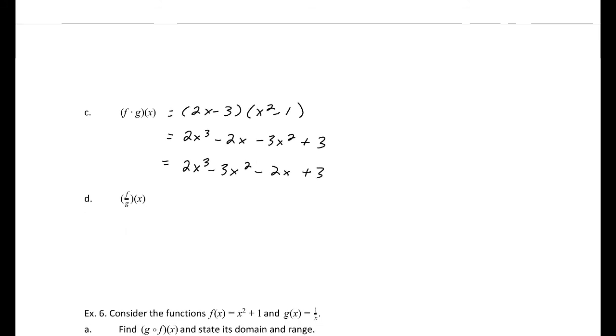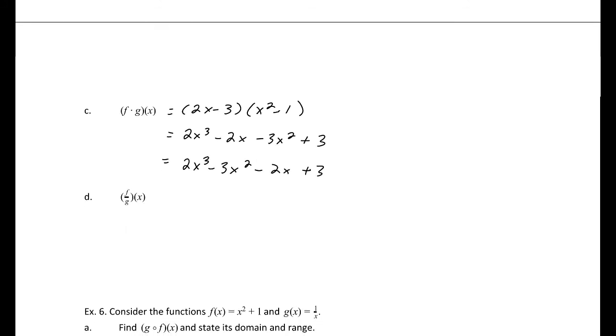Our next operation is division. So we'll take our f divided by our g.